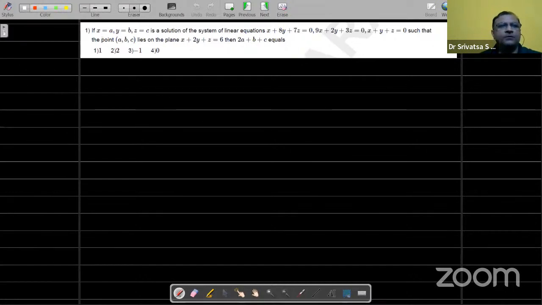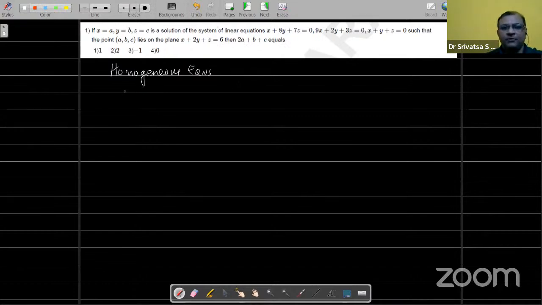No one? Okay. So if x is equal to a, y equal to b, z equal to c is a solution of the system of linear equations. So there are 3 linear equations. And one quick observation, notice that all these equations are equated to 0. So that means these are called the homogeneous equations. Okay. And if this solution x equal to a, y equal to b, z equal to c should be a solution of this and also lies on this plane, then what is the value of this? So how do we go about it?